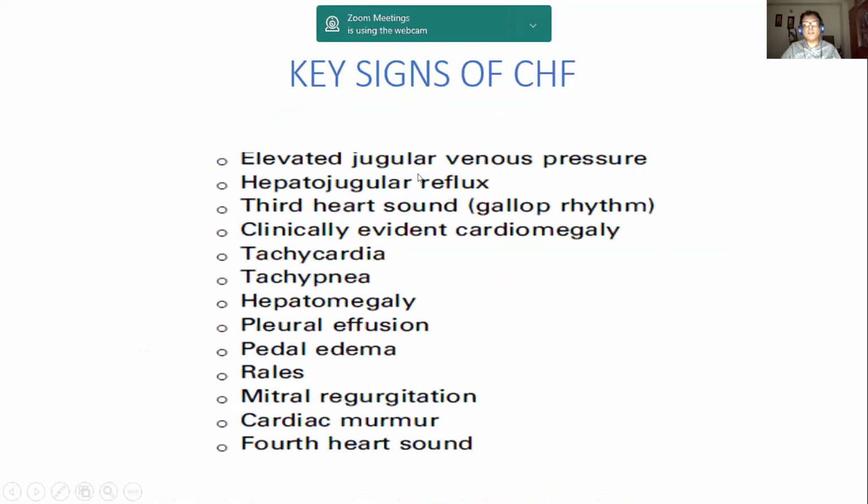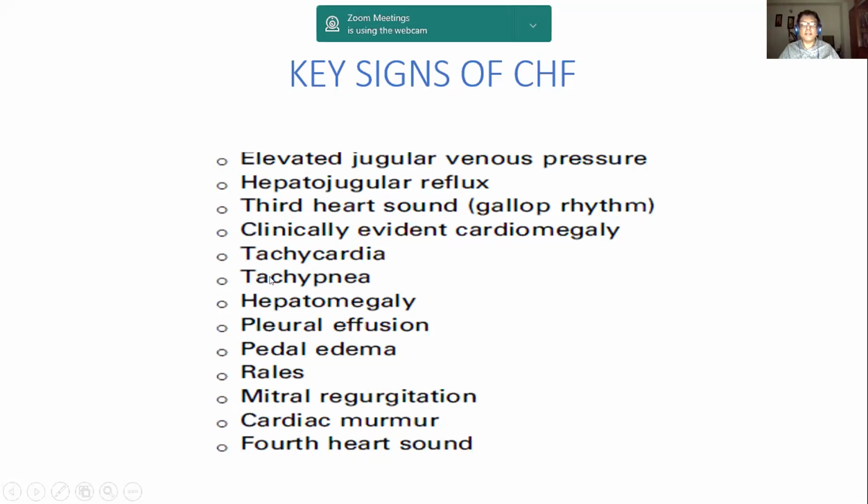What are the signs? We all know the jugular venous pressure, particularly the internal jugular vein. We should not evaluate the external jugular vein. The hepatojugular reflux is important when we suspect congestive heart failure but don't get a very high jugular venous pressure. The third heart sound is very important, with or without gallop.